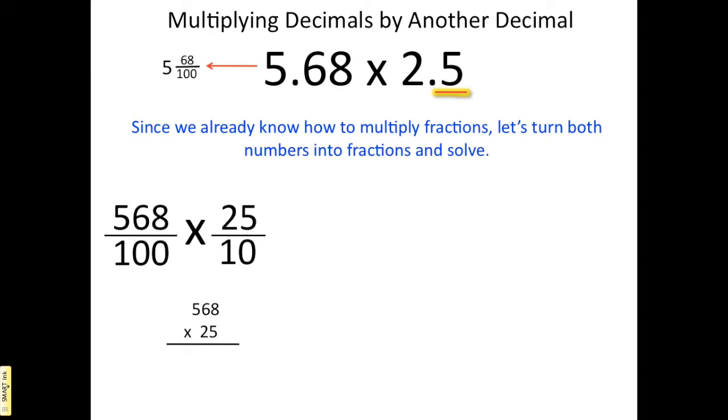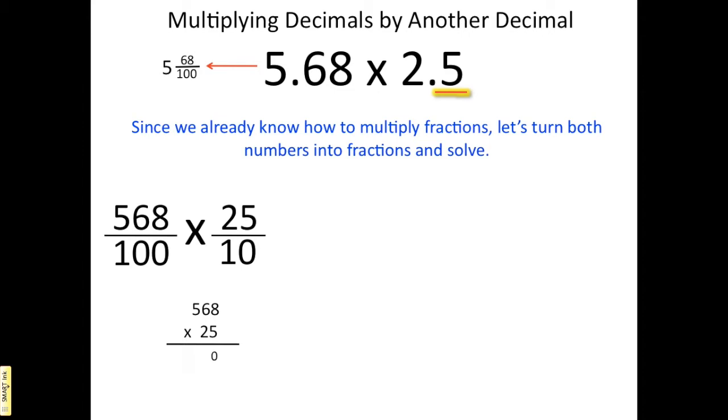I'm not going to cross cancel because I want you to see why I'm placing the decimal point in the spot that I choose to place it at the very end of this problem. So we're not going to simplify, we're just going to solve by multiplying my numerators and multiplying my denominators. As you can see down below, I've set up 568 times 25. Those are the two factors if I multiply my numerators. And I'm going to solve.